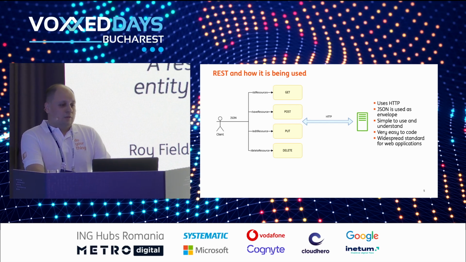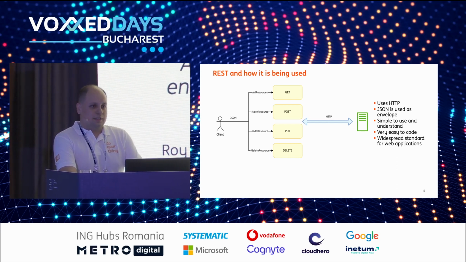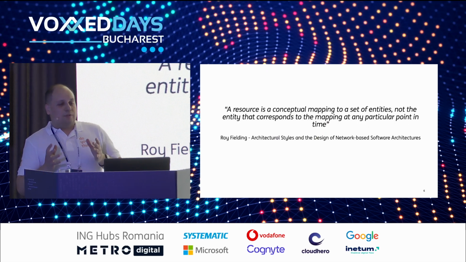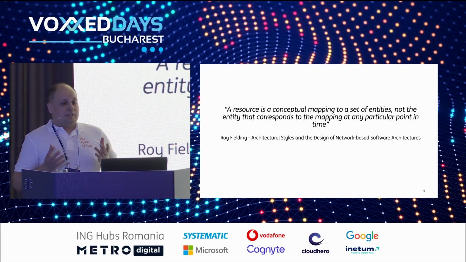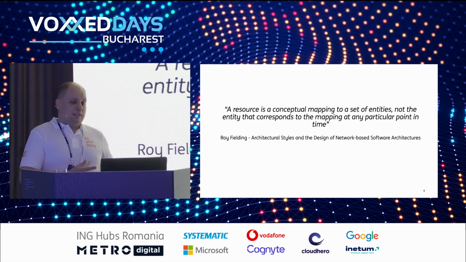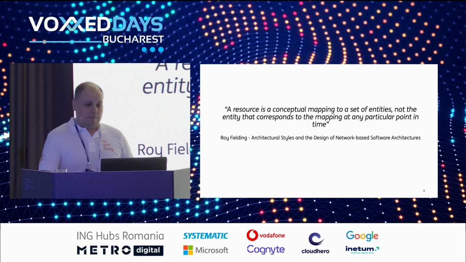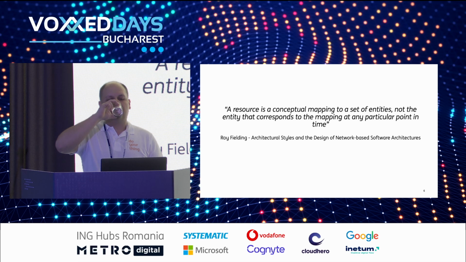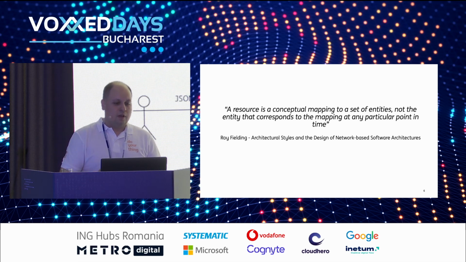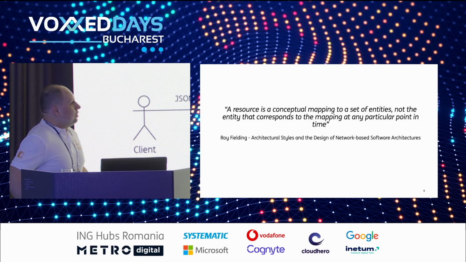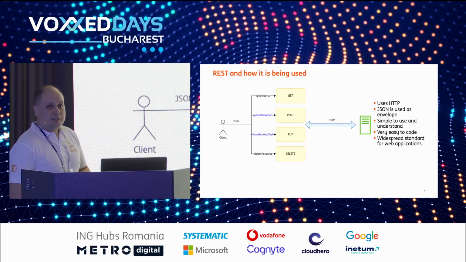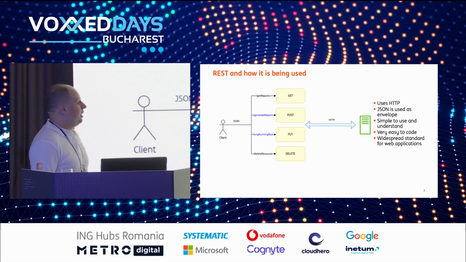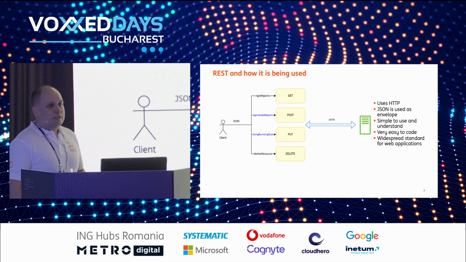And because of that, we are going to look at what Roy Fielding actually said in his thesis. We see that a resource is not actually a mapping to a single entity. It's actually a mapping to a set of entities, not the entity that corresponds to the mapping at any particular point in time. And because of that, looking forward, we can see here two new endpoints, which actually are using multiple resources behind the scenes, and not only one entity from the database. It's actually using more than that. You can see, for example, here in blue, like a long-running task, which might not even give immediate feedback to the user, and actually does something for us behind the scenes.